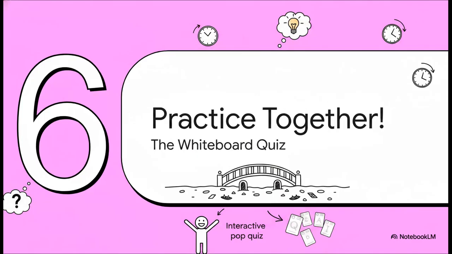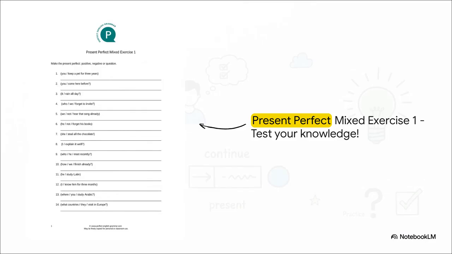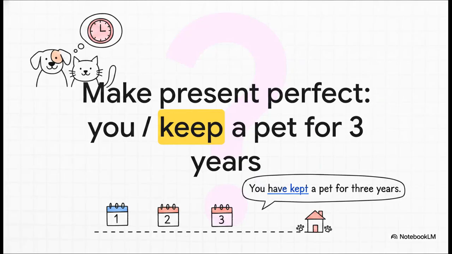Section 6. Let's practice together. The whiteboard quiz. Okay, we've built the foundation, we've crossed the bridge, and we've dodged the traps. Now, let's do a few practice exercises together to really lock this in. I'm going to put a prompt up. I want you to mentally form the sentence in the present perfect. I'll give you a few seconds to think, and then we'll reveal the answer. Ready? Let's do this. Here's your first prompt.